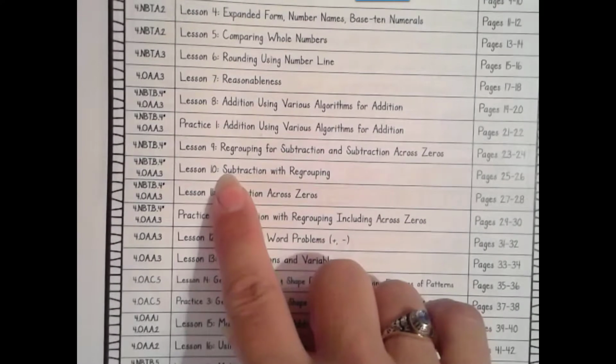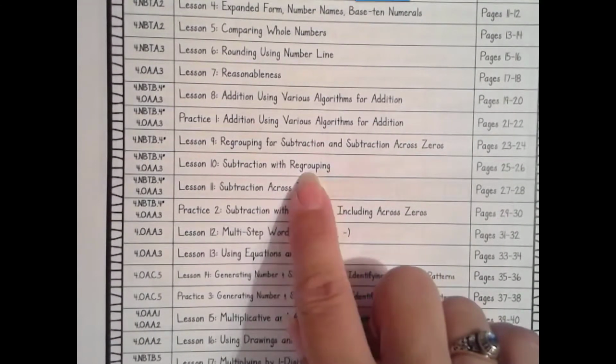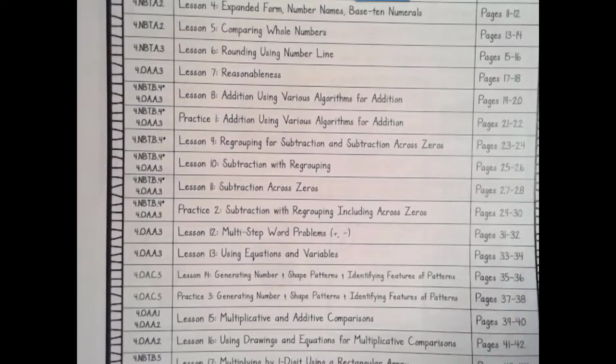in our interactive notes, where we're going to do our subtraction with regrouping. So we're going to do the regrouping, but we're going to subtract this time also. And that's on pages 25 and 26. So let's turn to page 25.